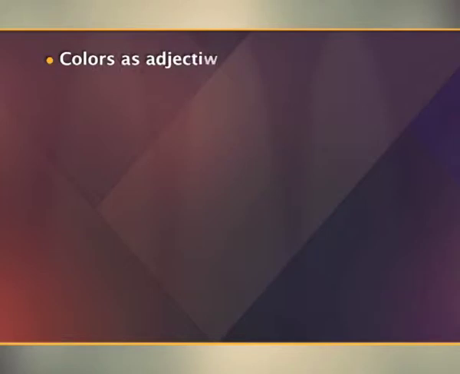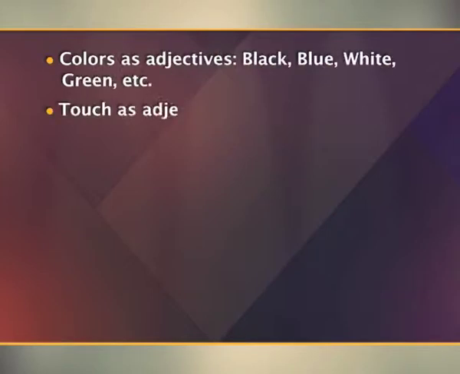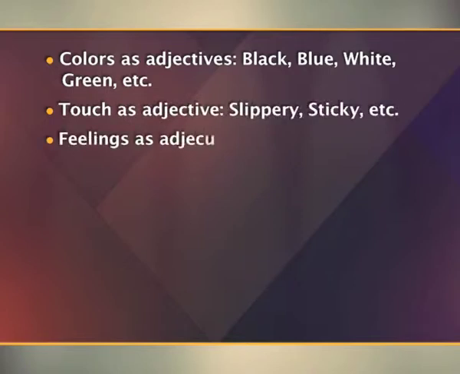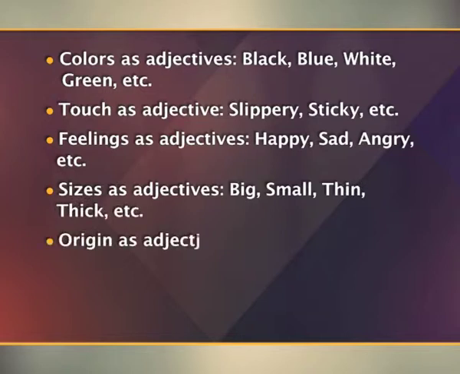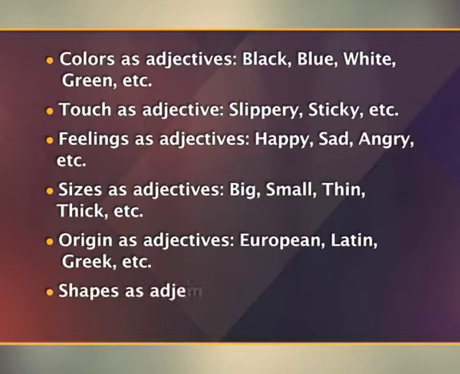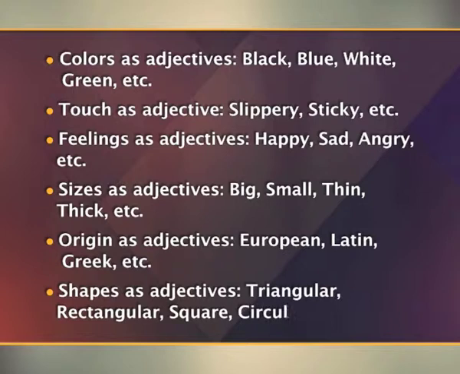Colors as adjectives: black, blue, white, green, etc. Touch as adjectives: slippery, sticky, etc. Feelings as adjectives: happy, sad, angry, etc. Sizes as adjectives: big, small, thin, thick, etc. Origin as adjectives: European, Latin, Greek, etc. Shapes as adjectives: triangular, rectangular, square, circular, etc.